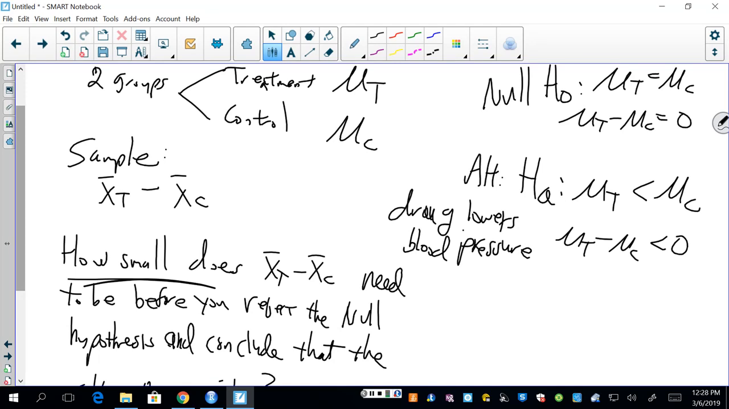And so you can reject this one, and there's a chance that will be an error. We'll talk more formally about those errors. There's a chance of rejecting this one when it's true, and there's a chance of making the other error, that you can't reject this one when that's true. Both of those things are concerns. So we'll be a little bit more formal about that.